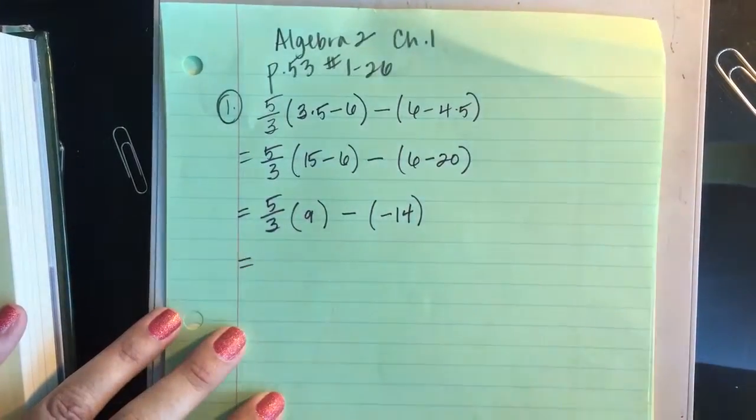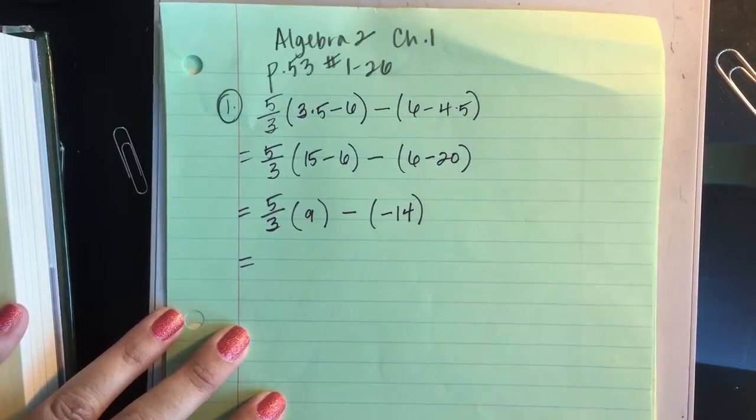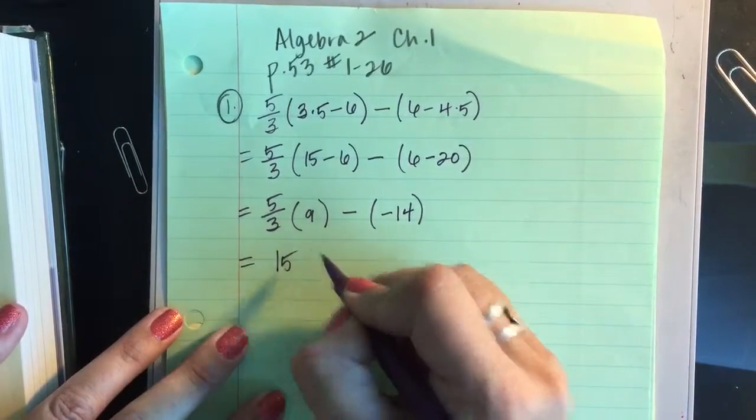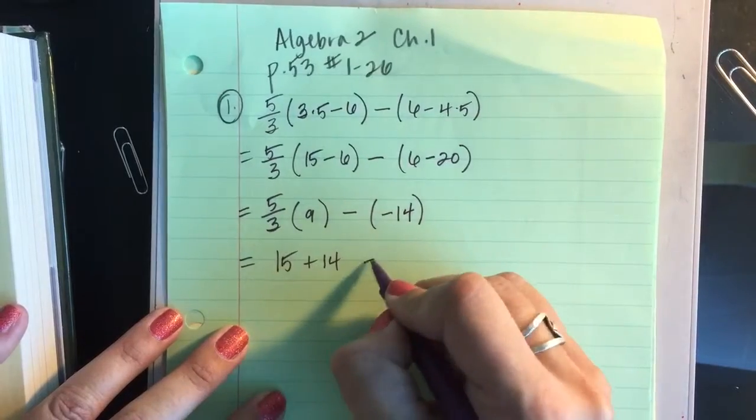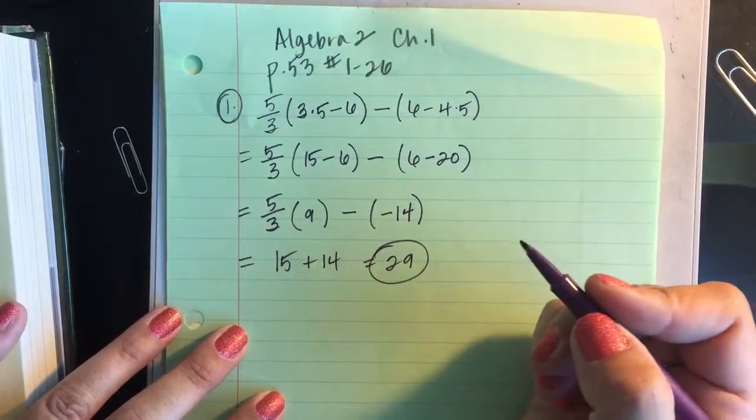So 5/3 of 9 in this problem, 5 divided by 3 times 9. You should have 15 plus 14. Your final answer on number 1 is 29.